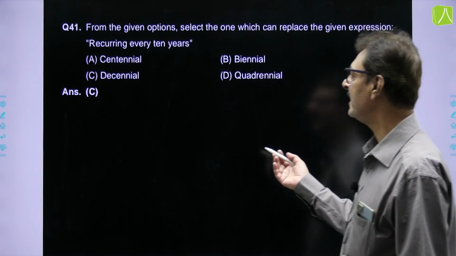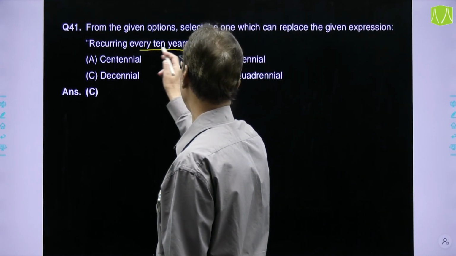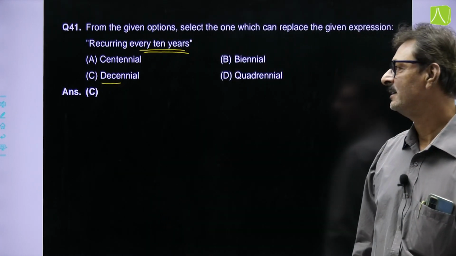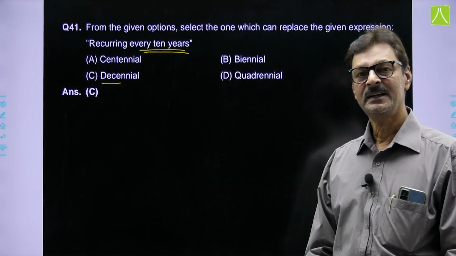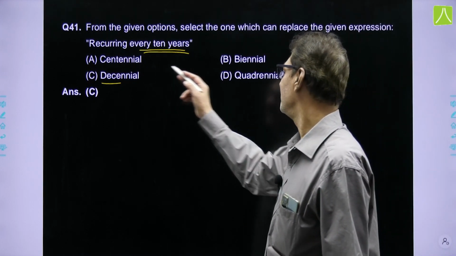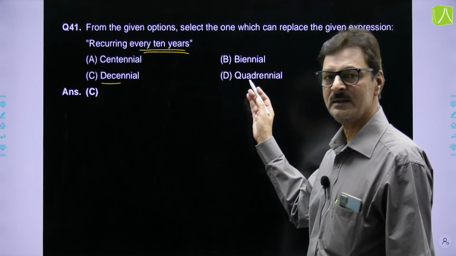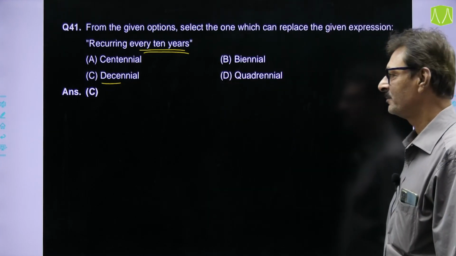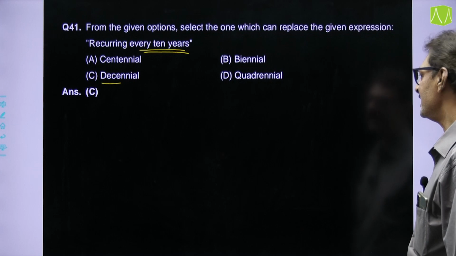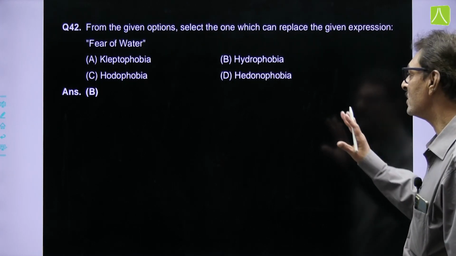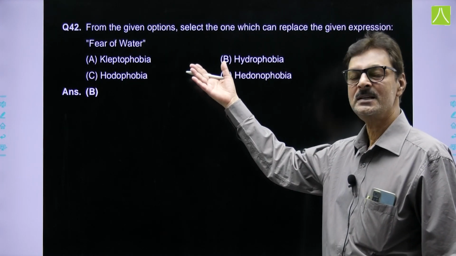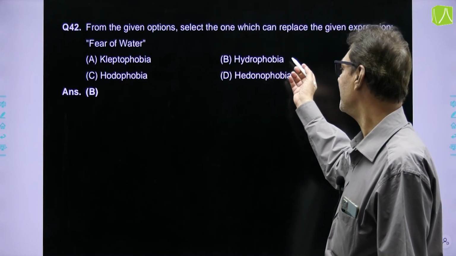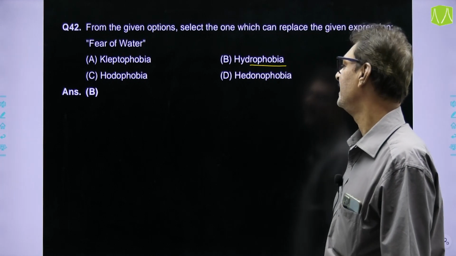Next, recurring every 10 years. Decennial is the answer. Centennial, biennial, quadrennial are not it. Biennial is 2, quadrennial is 4, and so on. So, option C is the correct one. An easy question based on one word substitute. Yes, the easiest of the lot, fear of water. Fear of water, hydrophobia. Hydrophobia is the word.